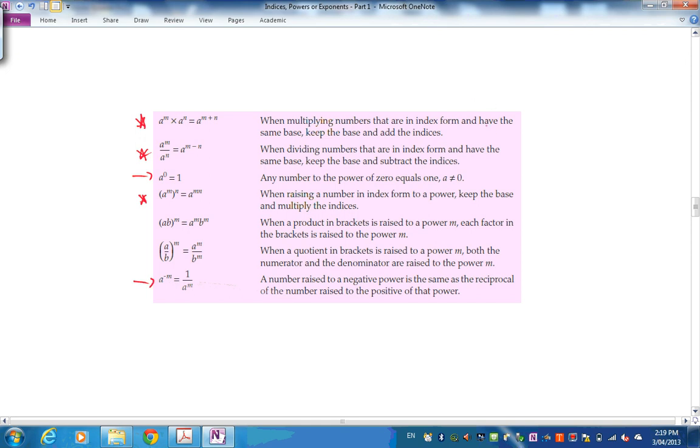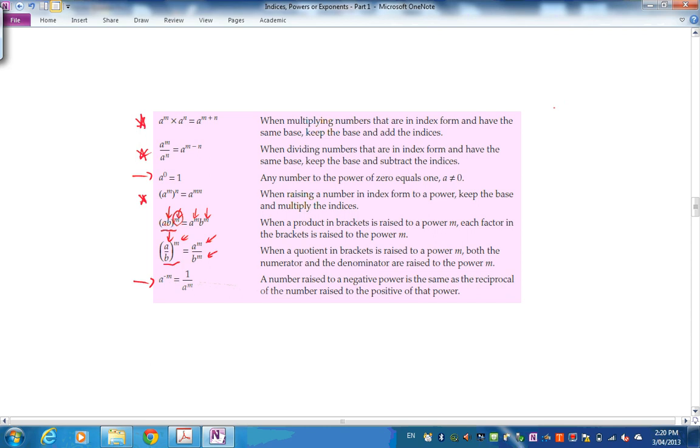There are two others there that you might have a look at, and it's really to do with brackets, these two here. If you have a product, two numbers multiplied together and raised to a power, you raise each of them to the power. You do the brackets, you do the raising to the power to whatever's in the bracket. And in this one here, A divided by B and then raised to a power is the same as raising the top line to the power and then dividing by the bottom line raised to the power.